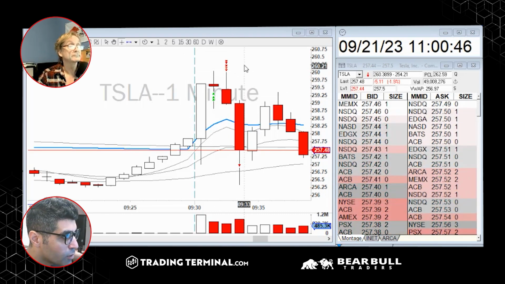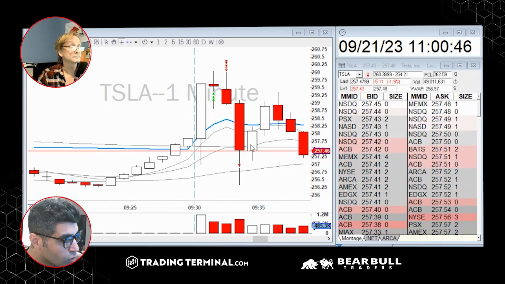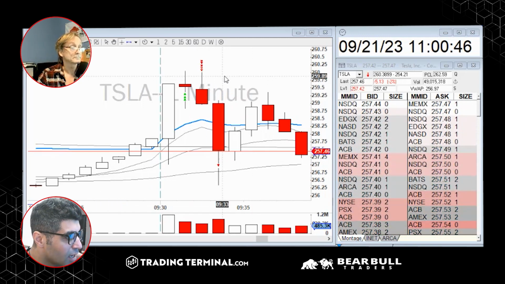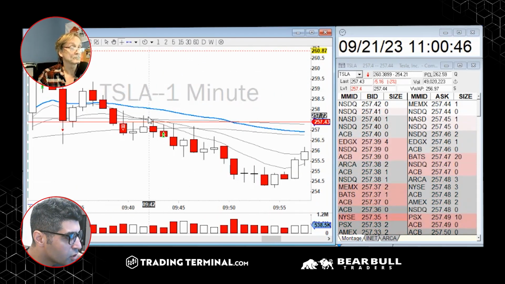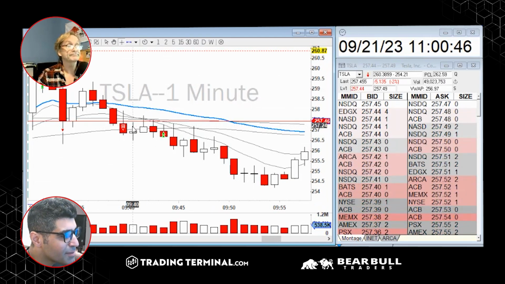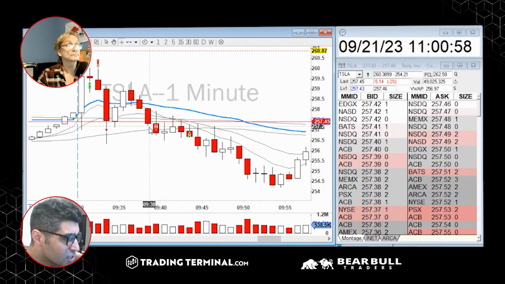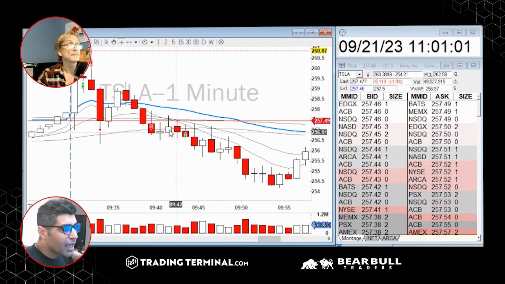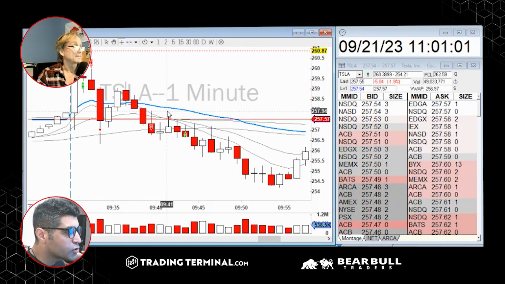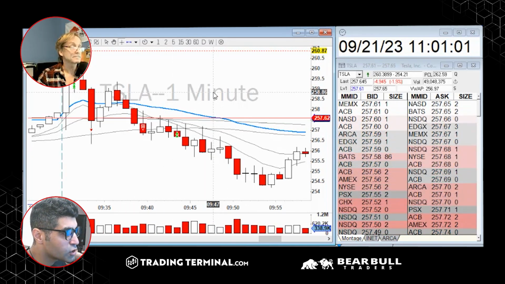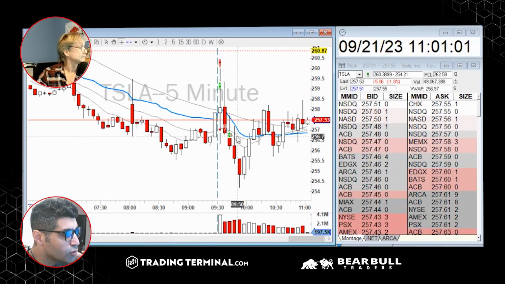Even though I partialed, this pop was so fast and the drop was so fast that I really didn't get out in time. After that, I flipped my position to short, but I had some issues with my computer and had to restart, so I quickly got out of it for a little bit of profit, but it eventually turned out to be a really nice short as well. On a 5-minute chart, a really nice short.